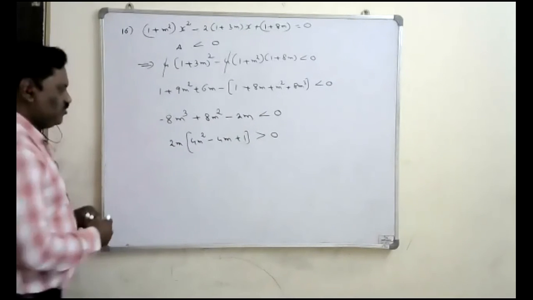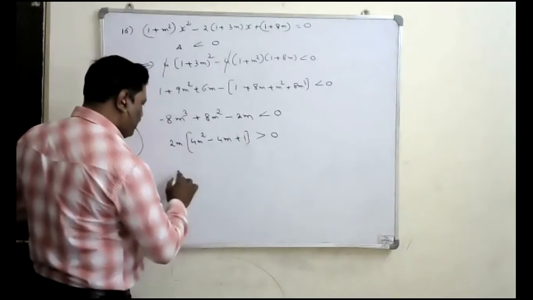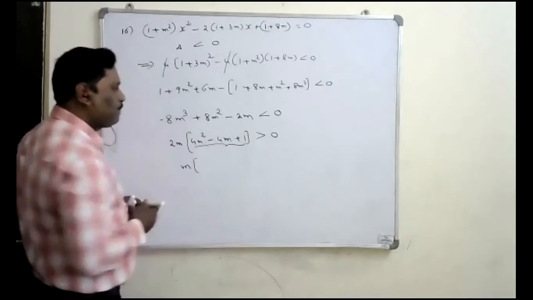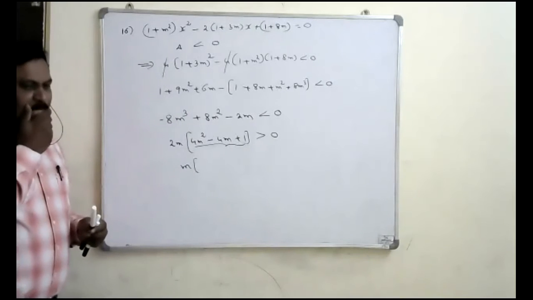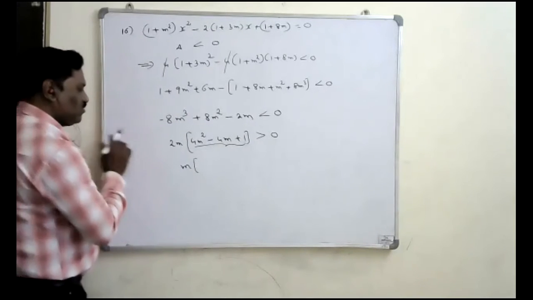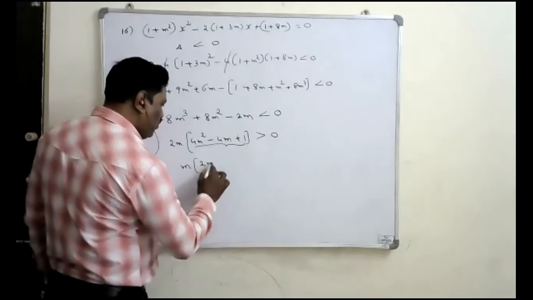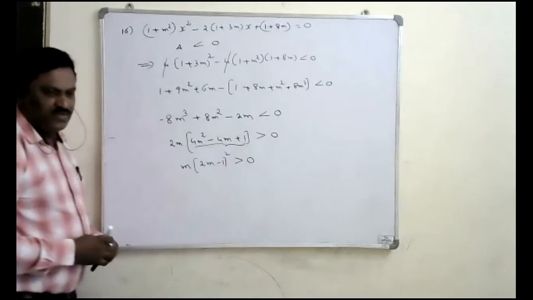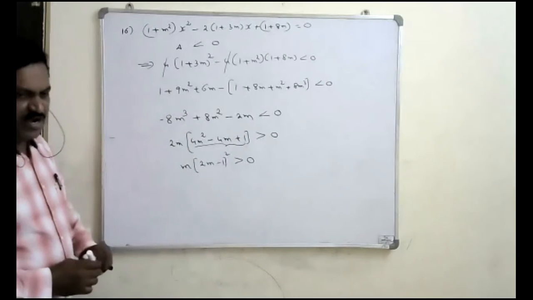Now if you observe this, it is 2m, and I can divide it by 2 also. It is m. How do you express this term? 4m squared minus 4m plus 1 is 2m minus 1 whole squared. You can write m into 2m minus 1 whole squared is greater than 0. So this is the inequation we got.